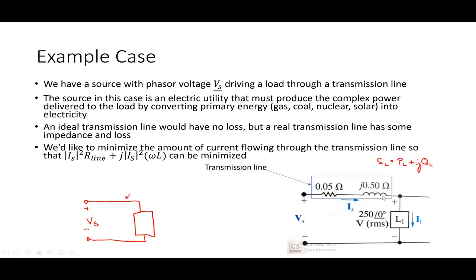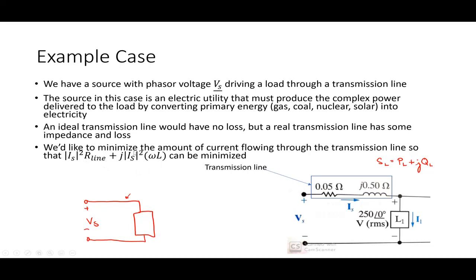Ideally, this transmission line has no loss, but because it does have loss, that means that this current I sub S that the utility needs to provide to the load in order to be able to feed that load will have losses in this transmission line. And I've written out the relationship here. The P value would be I squared R, and the Q value would be I squared times omega L, which is the magnitude of the inductive impedance. So ideally, we would want to minimize this, particularly the I squared R, which amounts to heat loss.